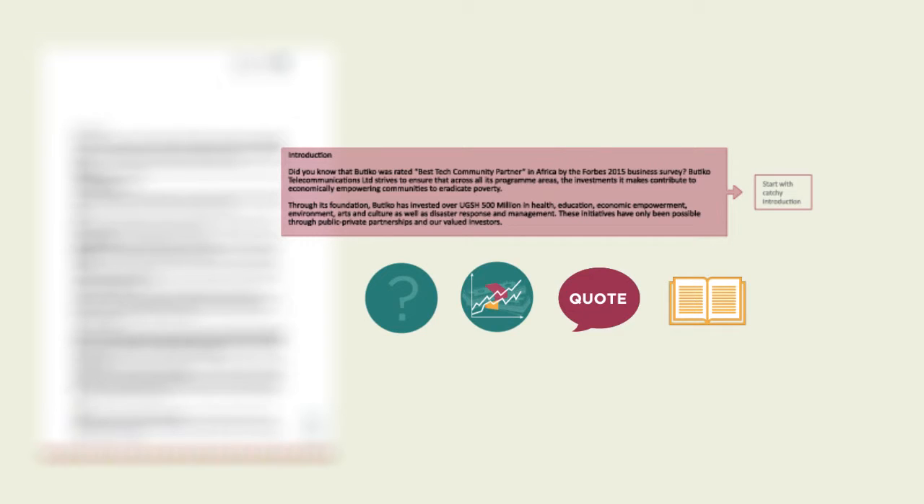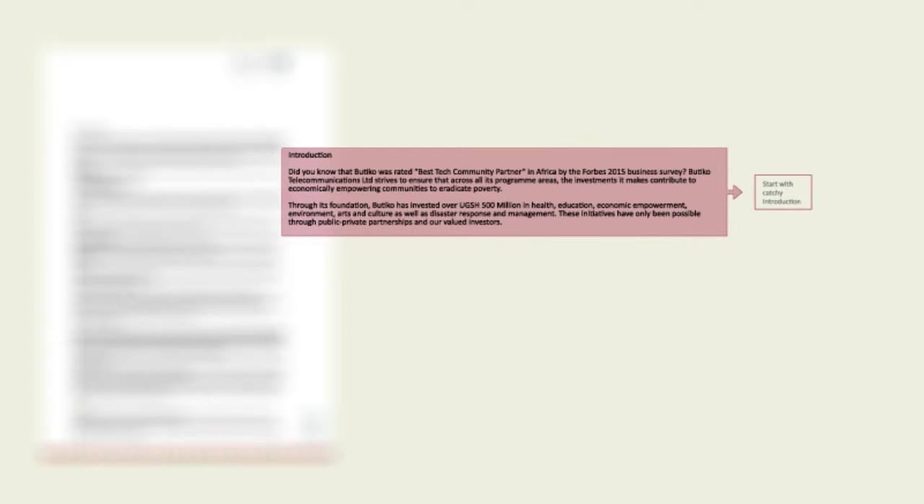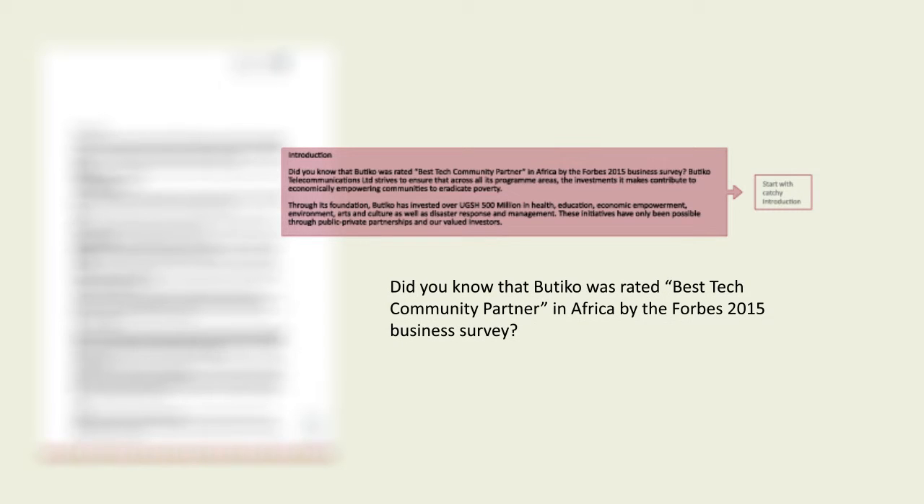For example, Boutico is writing a proposal for funding. They'll use the introduction to highlight the problems they're addressing and their solutions to justify why they deserve funding. They may use a rhetorical question like, did you know that Boutico was rated Best Tech Community Partner in Africa by the Forbes 2015 Business Survey?